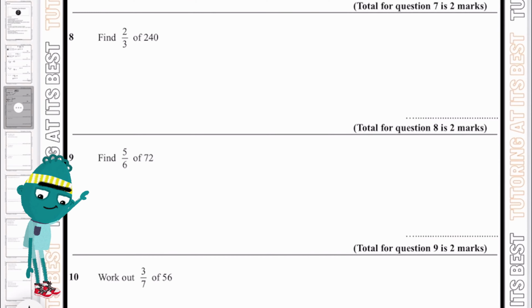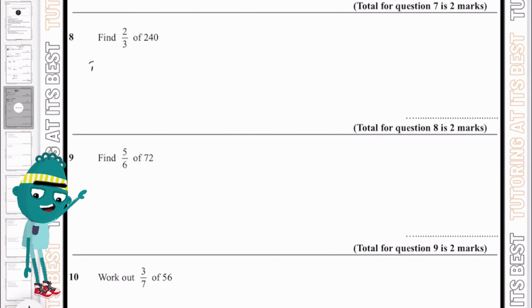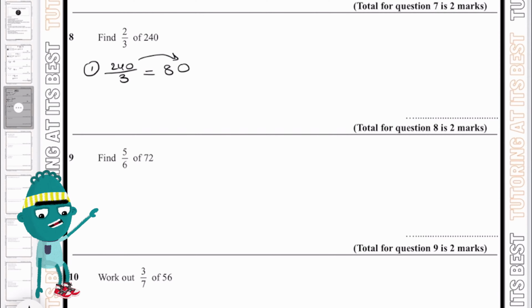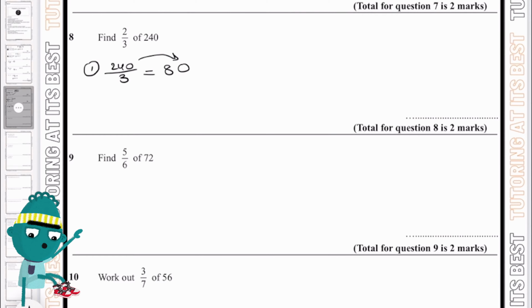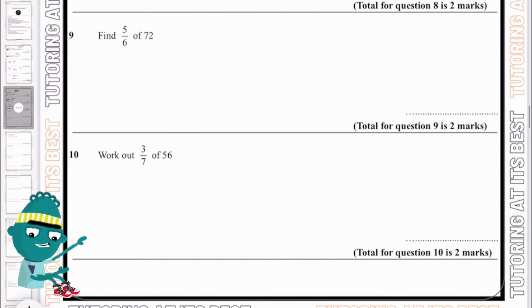So again, question number 8, 2/3 of 240. Step 1, we'll divide that by 3. Again, we can take the 0 over here and have 24 divided by 3, which gives us 8, and add that 0, so 80. And then step 2, we'll have 80 multiplied by 2, which gives us 160. So we now know the answer to 2/3 of 240 is 160. Let's go ahead, attempt 9 and 10, and then we're going to go through the answers here.